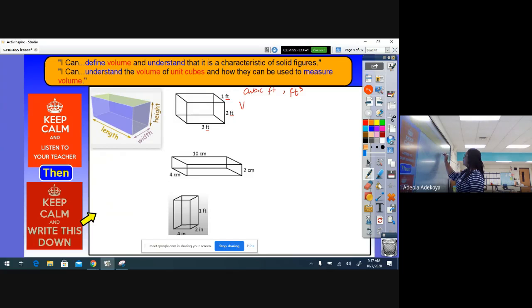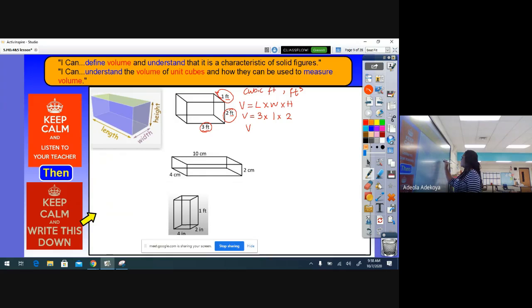Volume equals length times width times height. Here I've got my length right here. My length is 3, so I'm going to plug it in here. 3 times my width, how wide, is 1. So 3 times 1 times my height, which is 2. Any number multiplied by 1, if you remember the identity property of multiplication, is the number itself. So 3 times 1 is 3, times 2 would be 6.